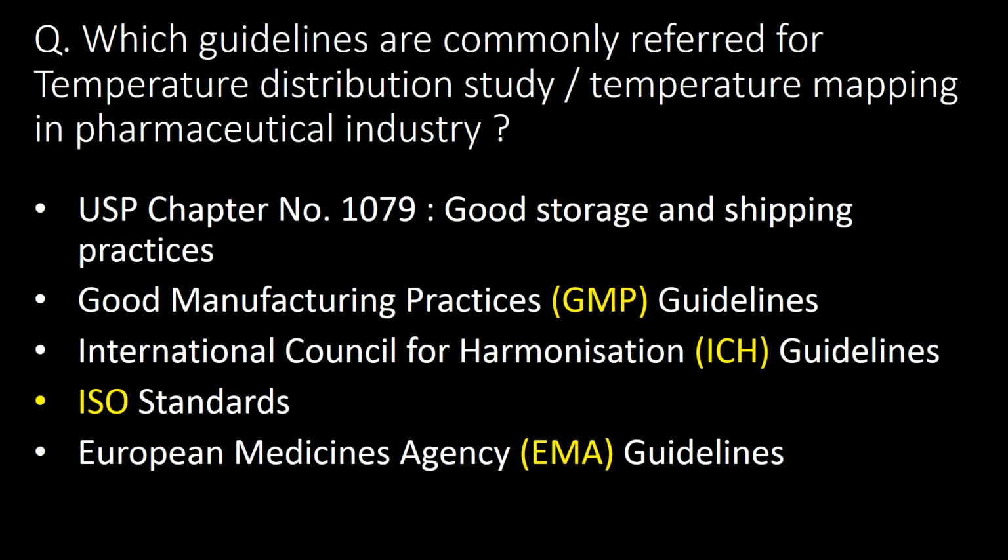Last and important question, which guidelines are commonly referred to for temperature distribution study or temperature mapping in the pharmaceutical industry? The first very important guideline is USP chapter 1079, titled Good Storage and Shipping Practices. Second is GMP guidelines, third ICH guidelines, fourth ISO standards, and fifth is EMA guidelines.